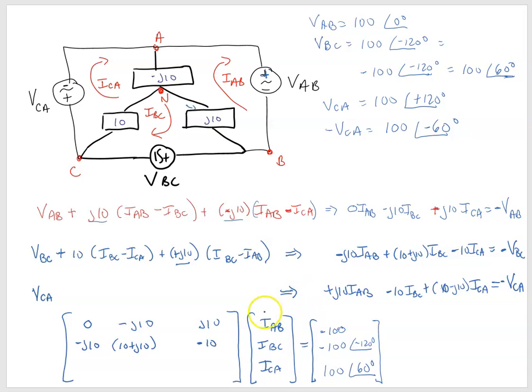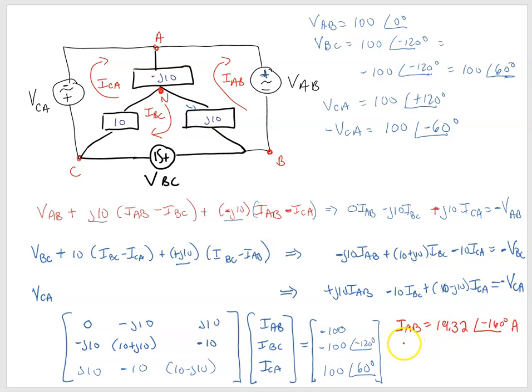All right, so let's fill in our third row. That's J10, negative 10, and our 10 minus J10. You can put that in your calculator, solve it with MATLAB, solve it with another method, but let's get our results here. When we solve, we get that our IAB is equal to 19.32 angle negative 165 degrees, and that's amps.